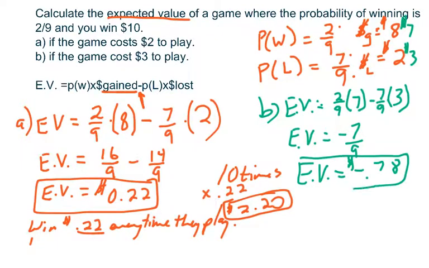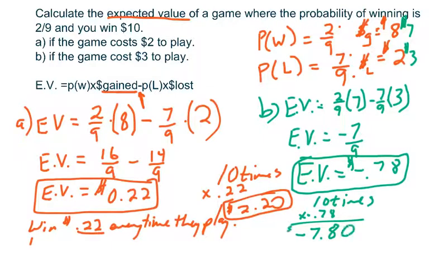Now, you notice that the expected value is negative. So what does that really mean? Well, that means that every time you play this game, you can expect to lose some money. So, same situation, if we play that same 10 times, we'd multiply that by negative 0.78. You could expect to be down $7.80 by the time you walk out of this game if you played it 10 times. So you better have some money to bring to the table.